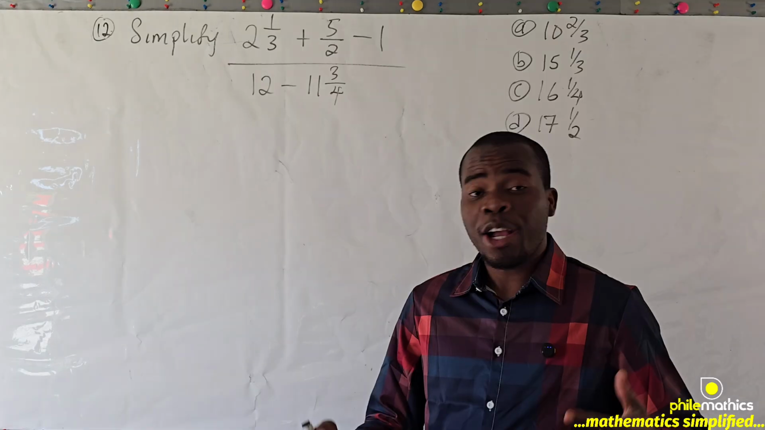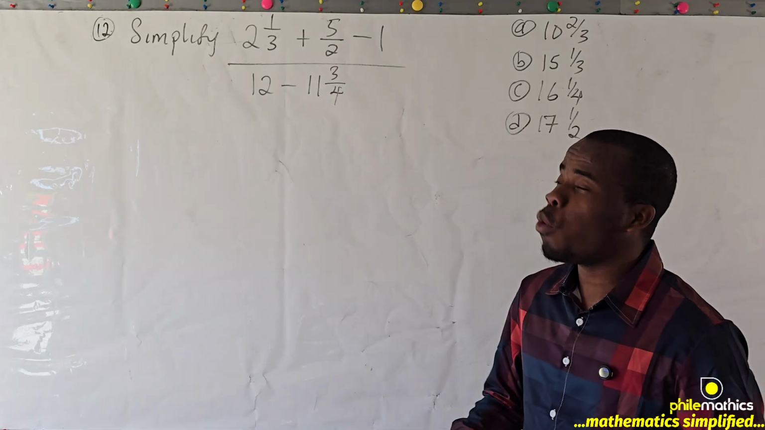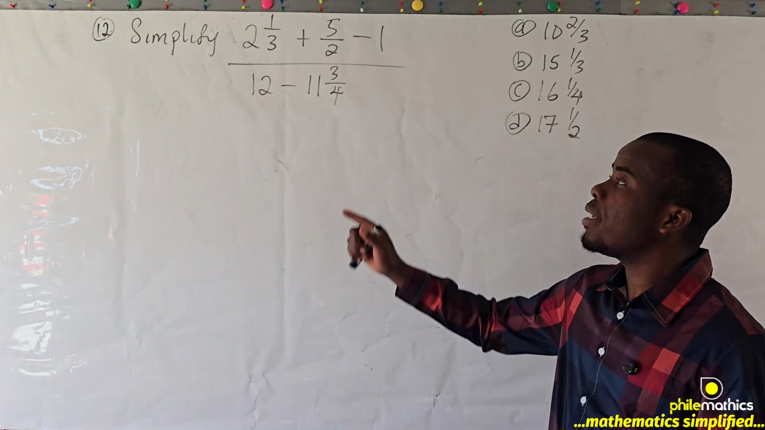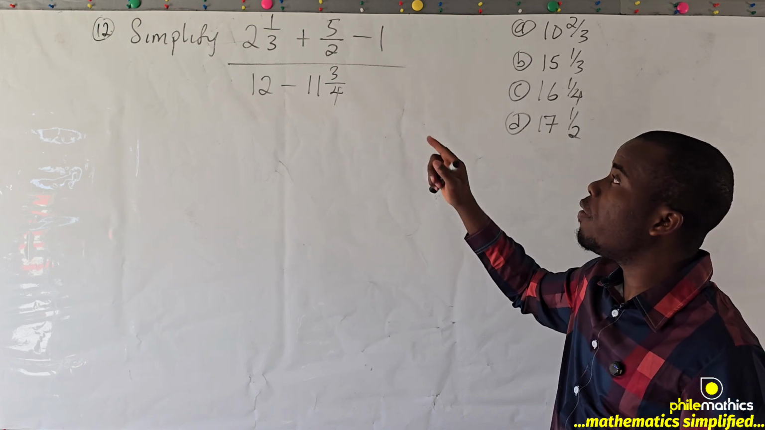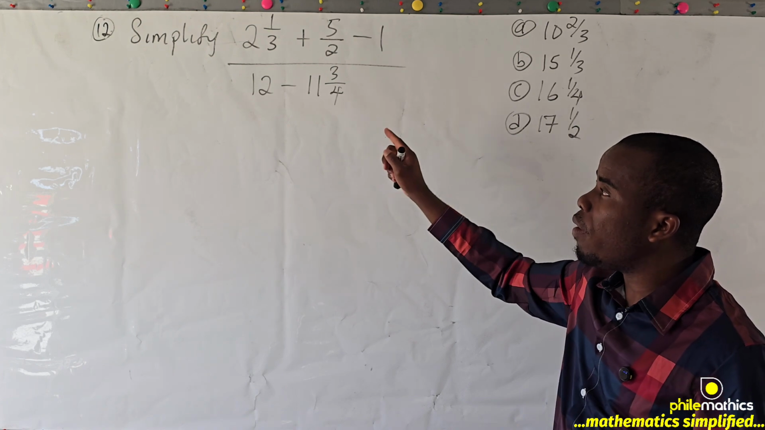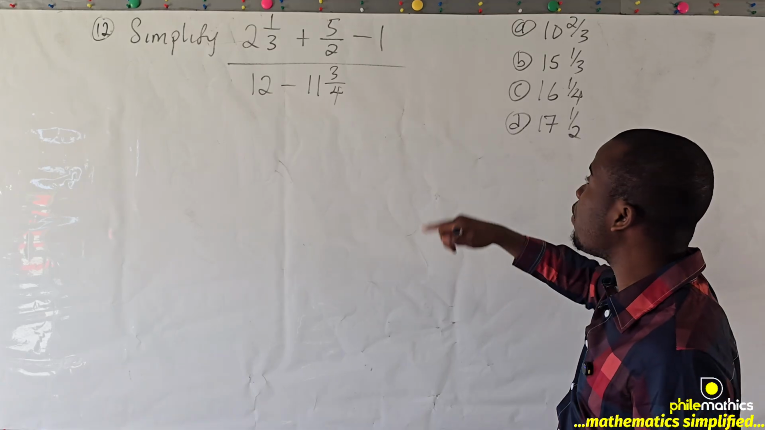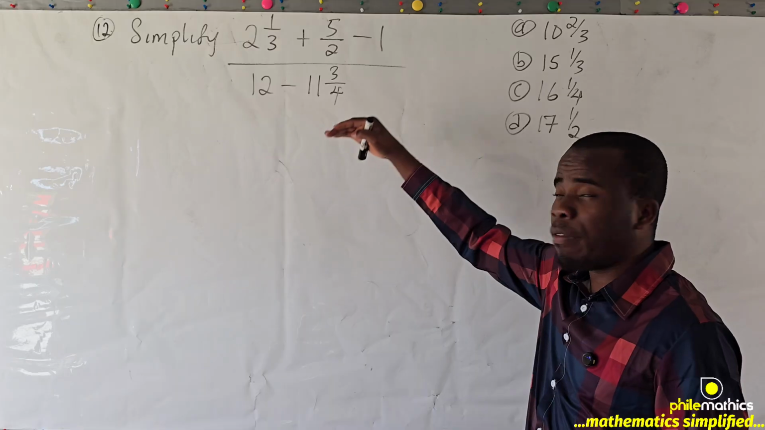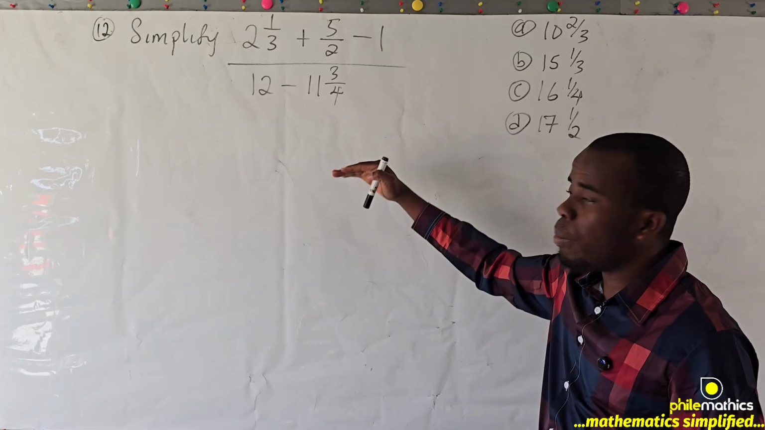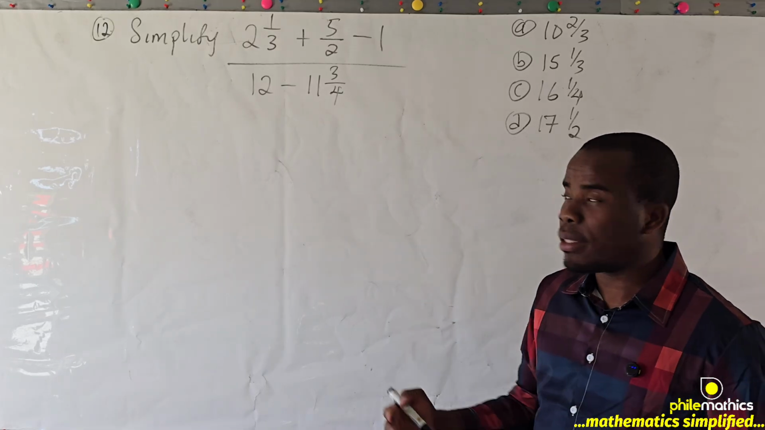Thank you for watching. Question 12 of 2025 WAEC Mathematics OBJ is: simplify 2 whole number 1 over 3 plus 5 over 2 minus 1 over 12, over 11 whole number 3 over 4. So you want to simplify the numerator, simplify the denominator, and then divide.